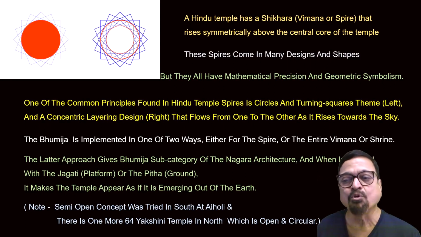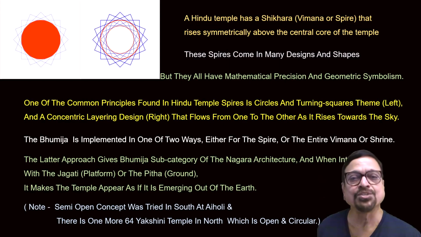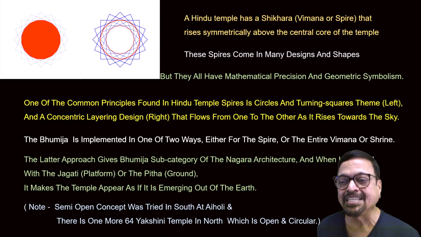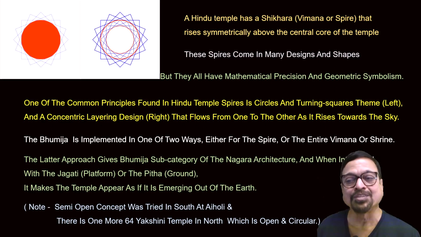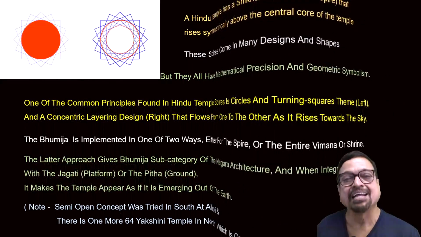Now note, the semi-open concept like this temple we are seeing was tried in the south at Aihole. Now we have an extensive lecture on temples in Aihole, to visit that, where we have given all the development of these temples in very minute detail. So it started there. Now there is one more, the 64 Yogini temple in the north, which has a circle, then an open concept and an opening to the sky. So this is not the only temple, but there is one more, that is the 64 Yogini temple. We are going to have detailed videos on this.